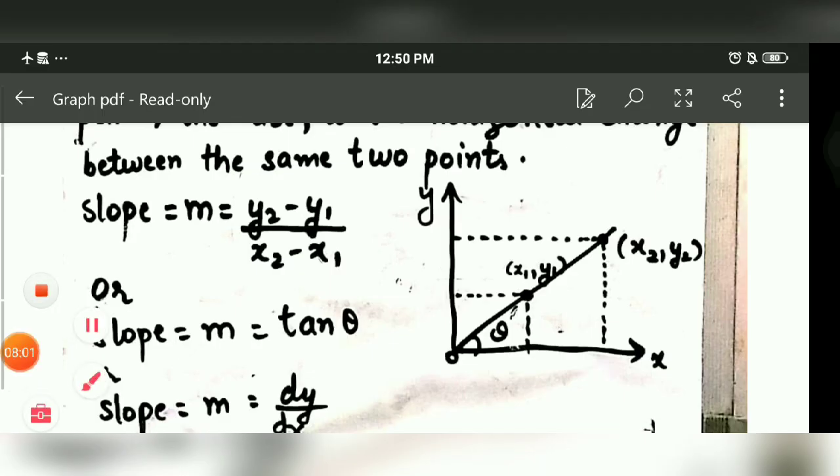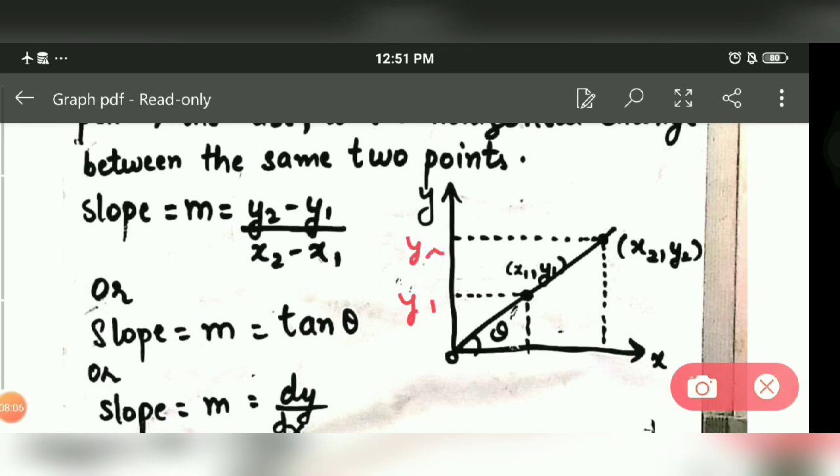So this is y1, y2. The difference between these two: this is complete y2 and this is y1. The difference between them is this one. This is what? y2 minus y1.